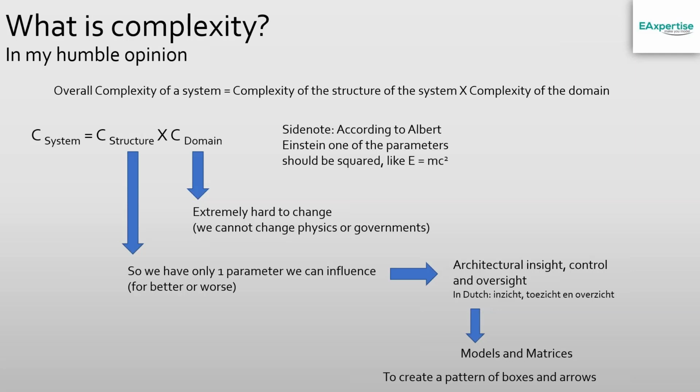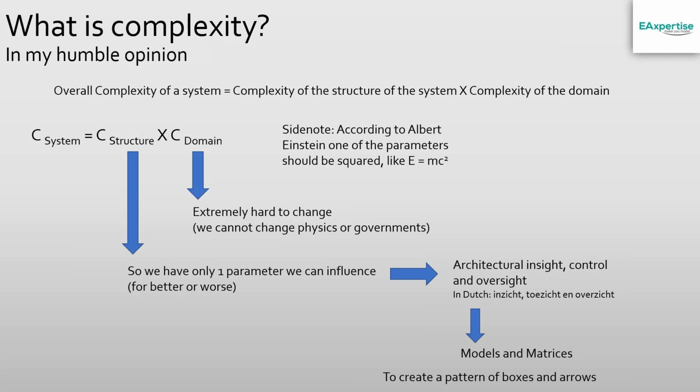The domain complexity is extremely hard to change. It's very hard to change physics or governments that come with all kinds of rules and regulations and laws and such. Some domains are difficult to understand, to comprehend, and to model. So that's not where we can help with DSMs. Where we can help with DSMs and architecture is on the structural side.